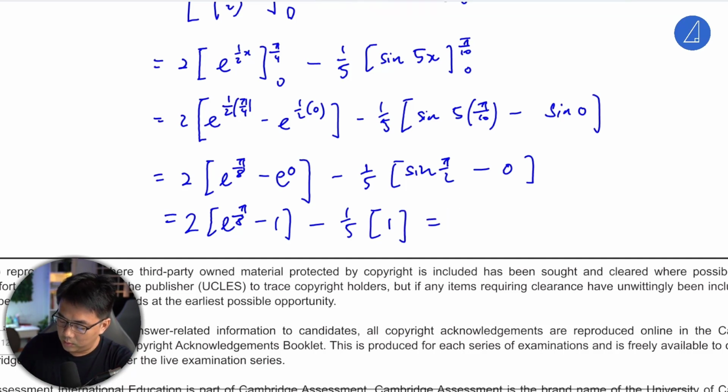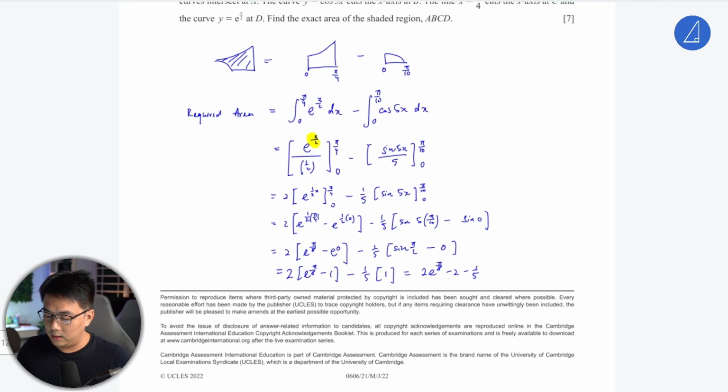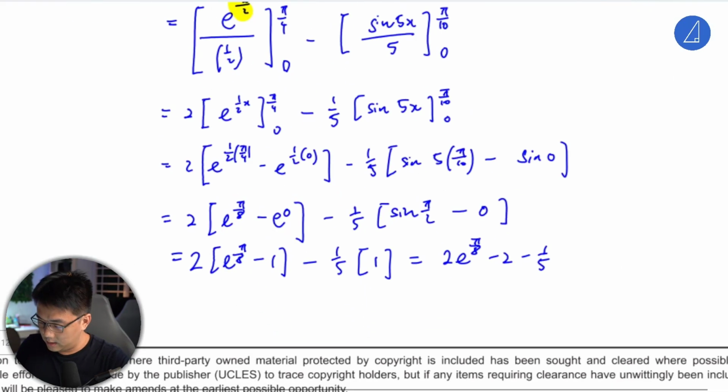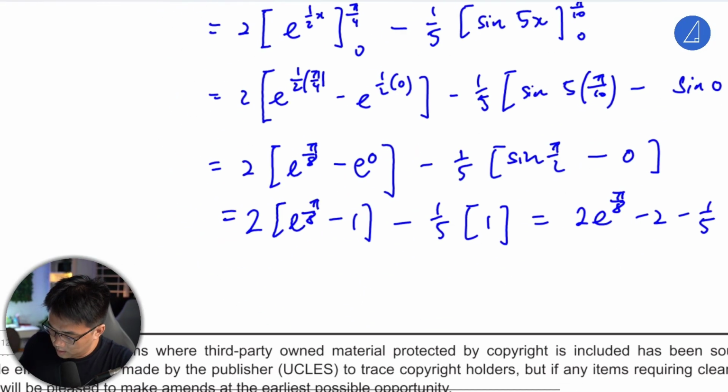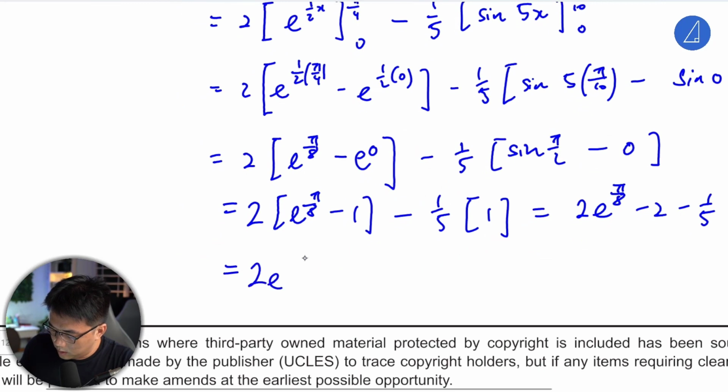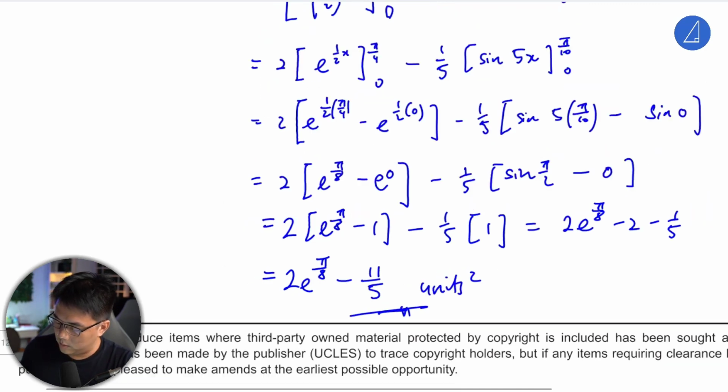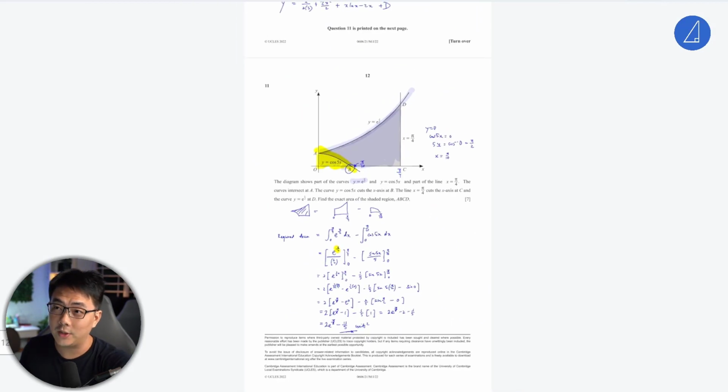So then we just distribute this in: 2e to the pi over 8 minus 2 minus 1/5. So key in the calculator, and you should get the answer. In this case here, you'll get 2e to the pi over 8 minus 11 over 5 square units. Okay, so that's how we do this question here.